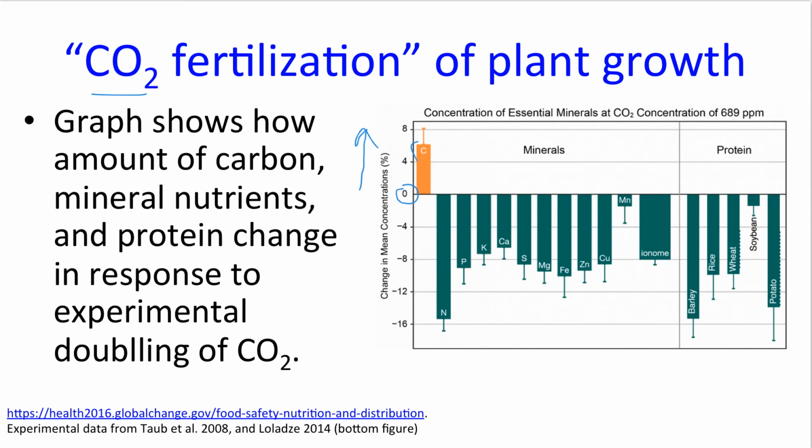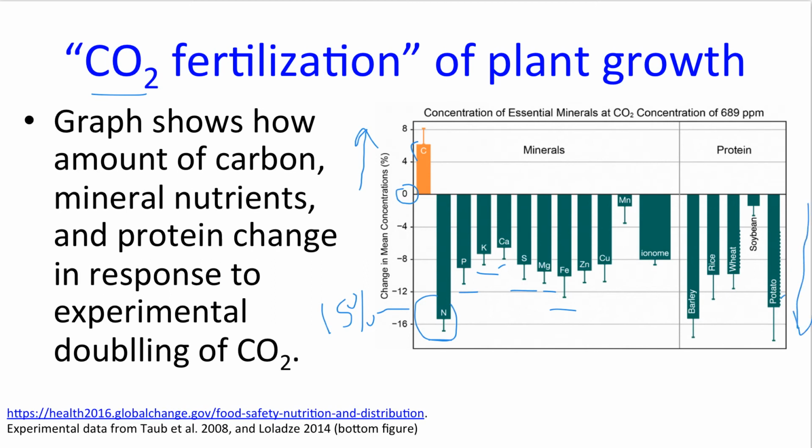But look at what happens to the amount of nitrogen, phosphorus, potassium, calcium, sulfur, magnesium, iron, etc. They all go down, from about 7% for calcium and down about 15% for nitrogen. And nitrogen is tightly linked to protein. So that's roughly equivalent to a 15% decrease in the protein in our food. And if you look at protein specifically for a variety of crops, we can see for things like barley, rice, wheat, soybean, and potato, there's a large decrease in the amount of protein.